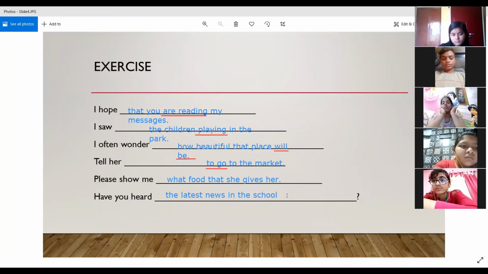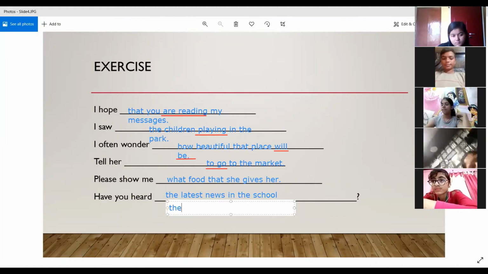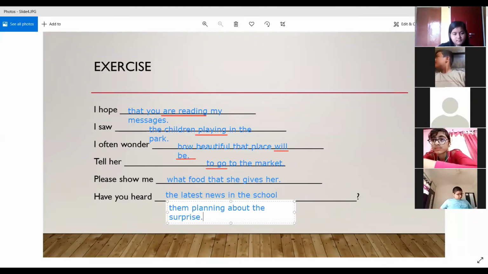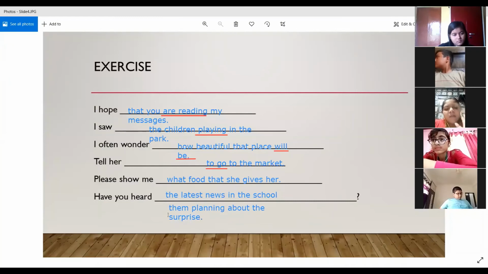So Sneha, tell me what can be there. Have you heard them planning about her birthday surprise? Yes. Have you heard them planning about the birthday surprise? This could be. Heard them planning about. To keep it short, I'm just writing surprise. I'm removing birthday. Planning the birthday surprise. So now you can see that planning is present over here, right? So the thing that is being performed is the same.